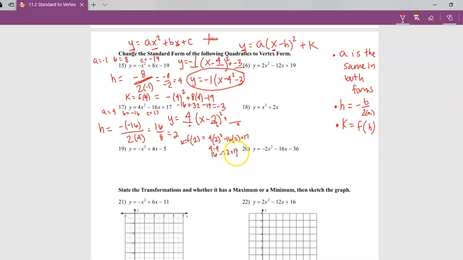Okay, 16 plus 17 is 33, so this would be 1. 33 minus 32 is 1. So 1 would be our k value. So 4 times x minus 2 squared plus 1 is vertex form. Okay.